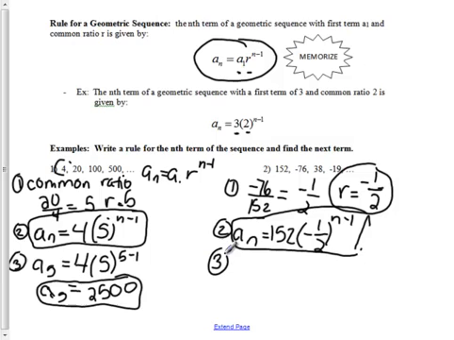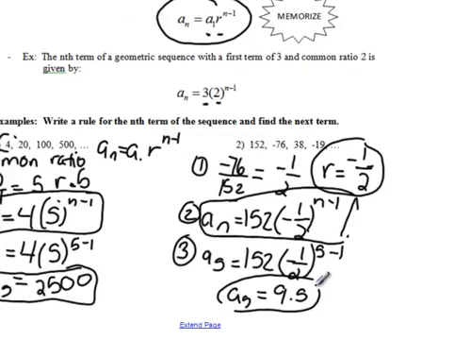Let's find the next term in the sequence. So we have 1, 2, 3, 4. So we are looking for a to the 5th. I keep the formula, or the rule, however you want to say it. Wherever I see n, I plug in 5. So 5 minus 1. So that will be negative 1/2 to the 4th. Plug it in your calculator. A to the 5th gives me 9.5. This would be our next term in our sequence.